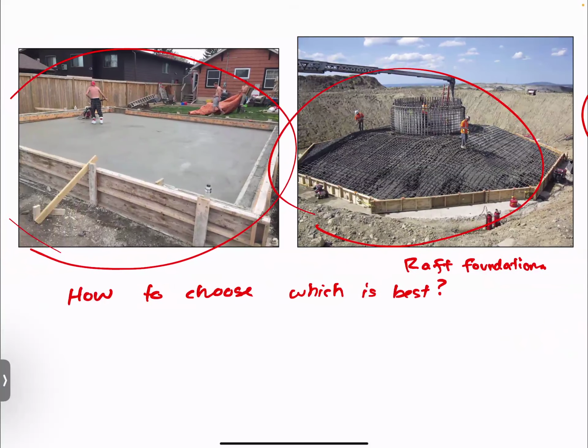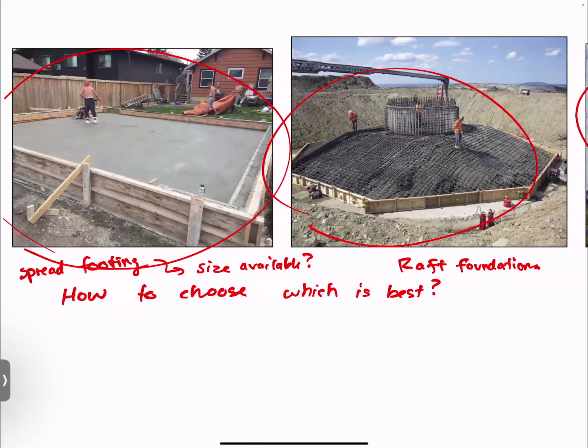And then our spread footings too. And don't feel like you need to write on here. We'll recover all this stuff, but the size available for it. So do we have enough square footage to actually make a spread footing large enough to distribute the load across the soil, given the dead weight of our structure, the loading of our structure, and what else we have.